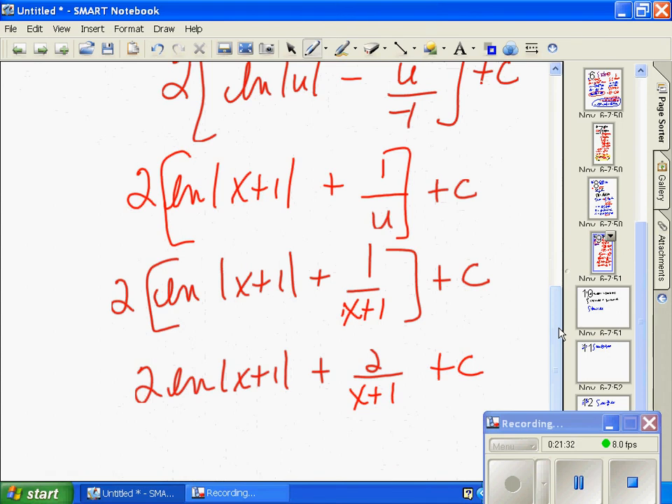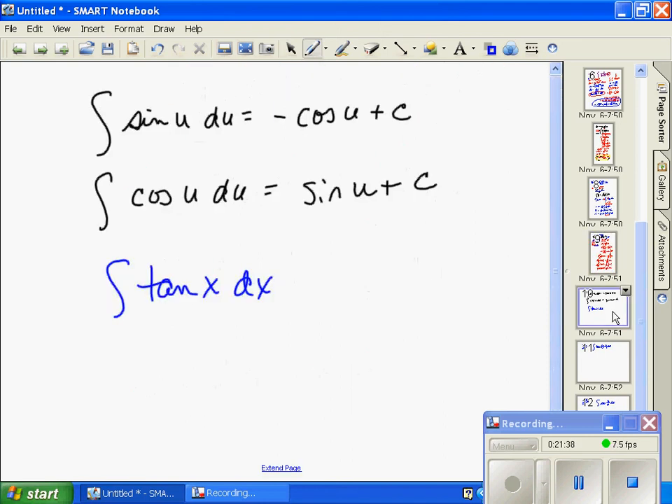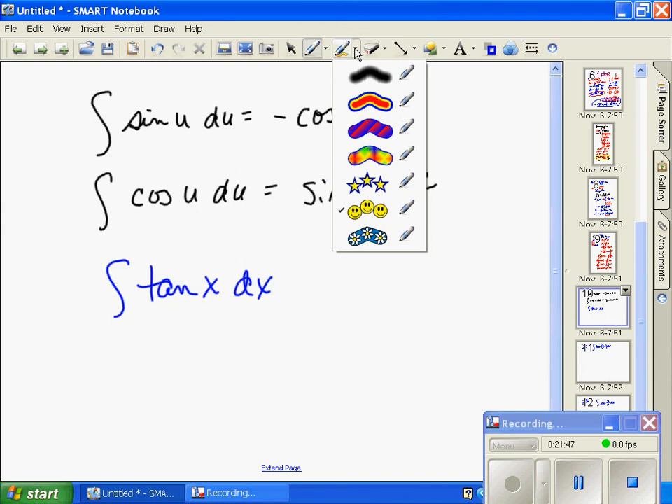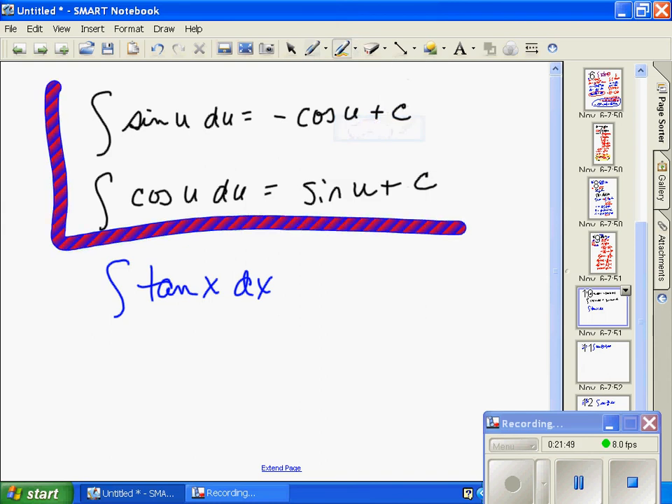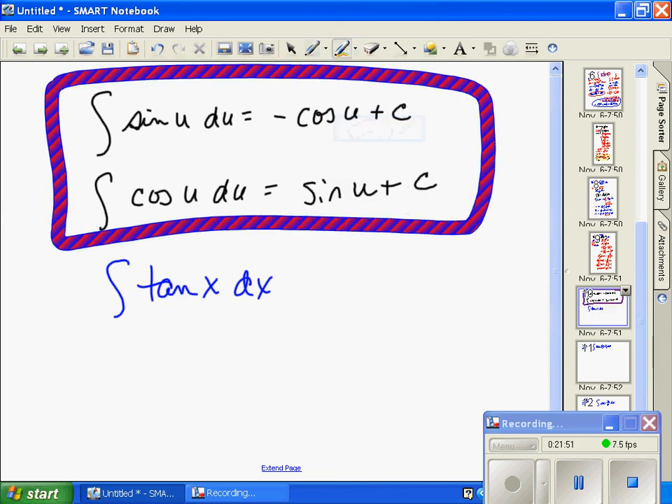Okay, switching over to some integrals of the 6 basic trig functions. Only a few more problems here. Stick with me. Got about 10 more minutes here of work probably. Okay, we already know these first ones. So if I want to highlight those, we've already done those. The integral of sine is negative cosine, and the integral of cosine is sine.